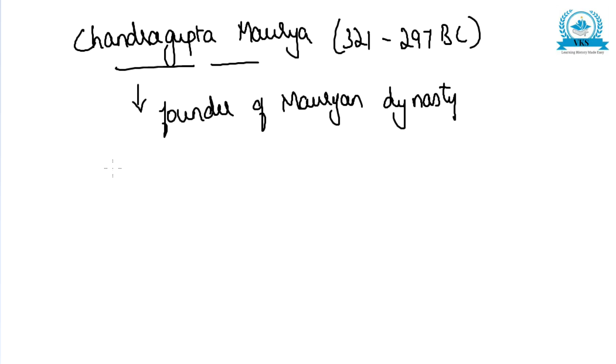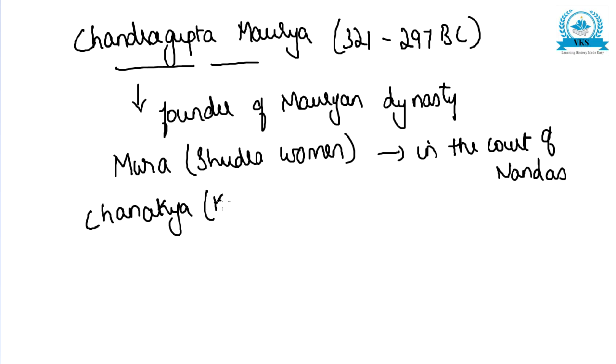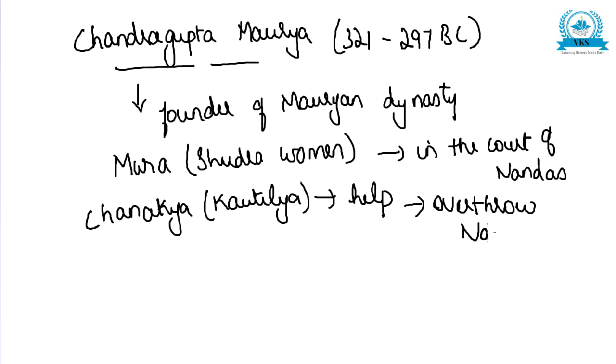According to Brahminical tradition, he was born to Mura, who was a Shudra woman in the court of the Nandas. And he took advantage of the Nandas in the last days of their rule. With the help of Chanakya, also known as Kautilya, he overthrew the Nandas. He defeated the last Nanda ruler, and he established the Mauryan dynasty.